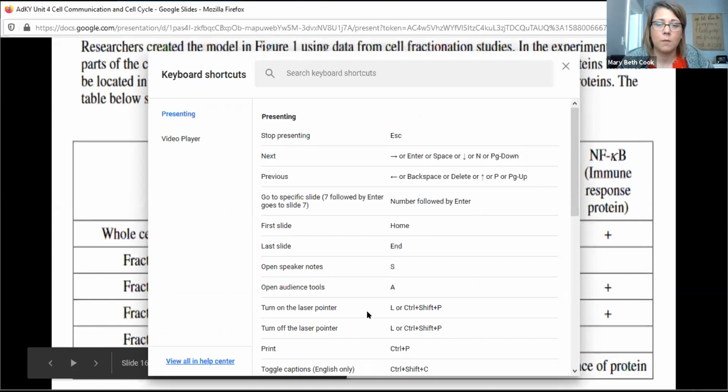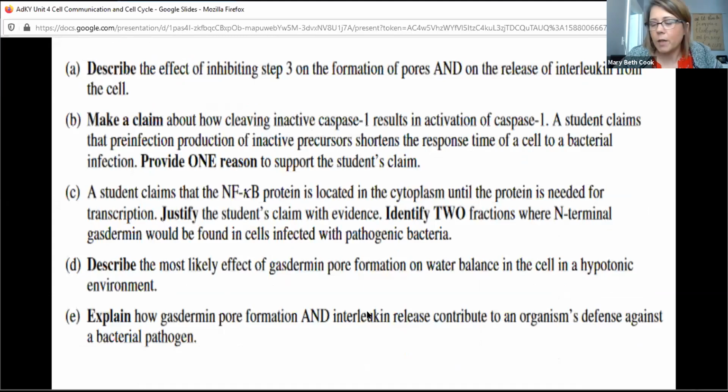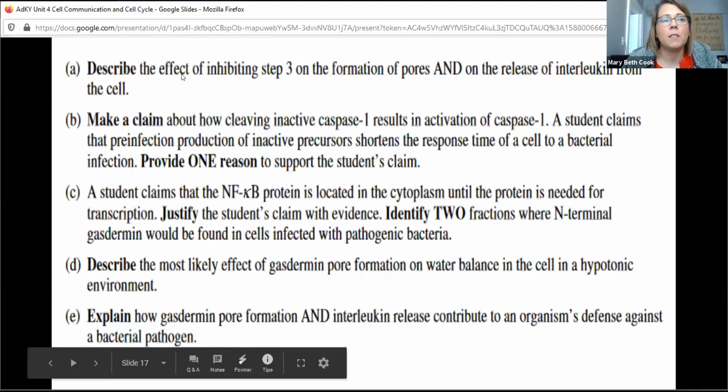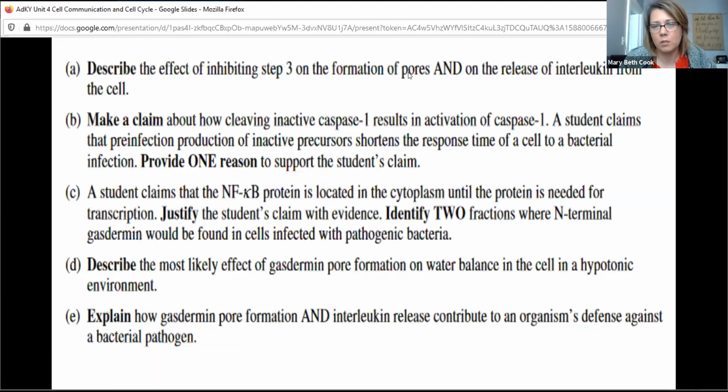All right, so let's go ahead and try for A. Let's go to chat. The maximum you should be giving me is a sentence, if that. And it's asking you to describe the effect of inhibiting step 3 on the formation of pores and on the release of interleukin from the cell. So I'm going to go back to the picture, but your job in chat is to tell me the effect of stopping step 3 on the forming of pores and on the release of interleukin.